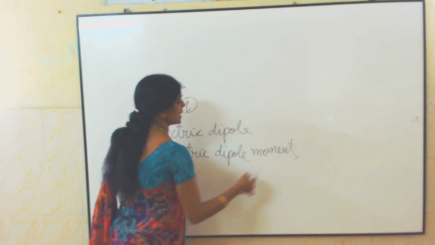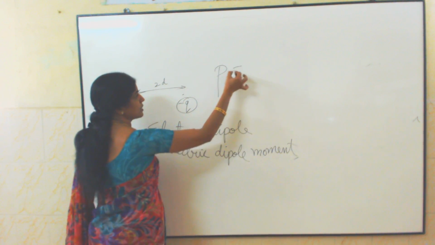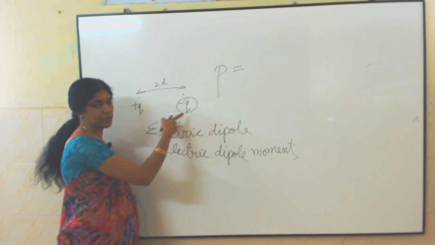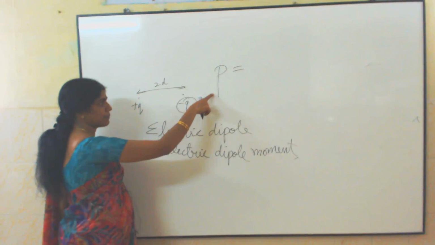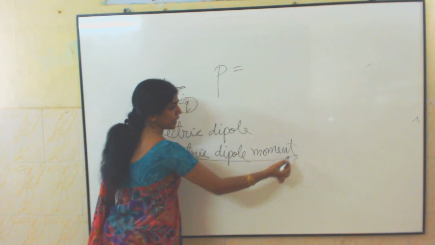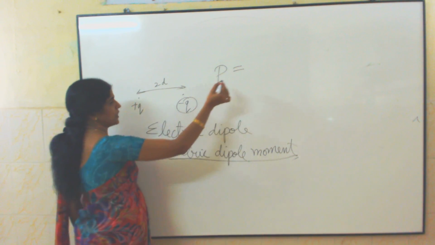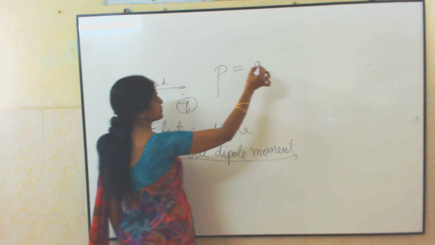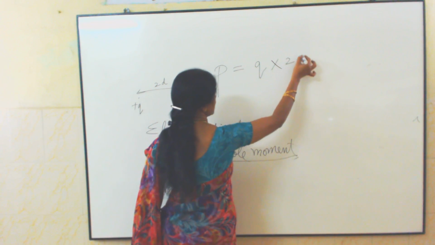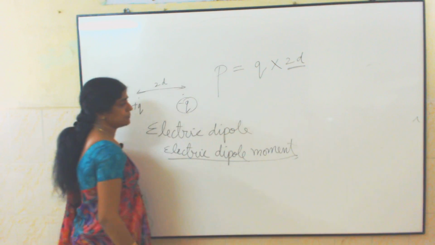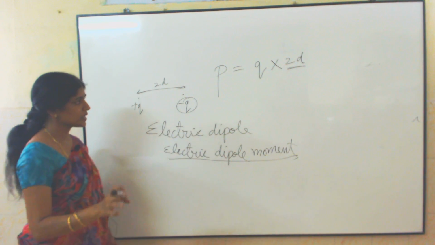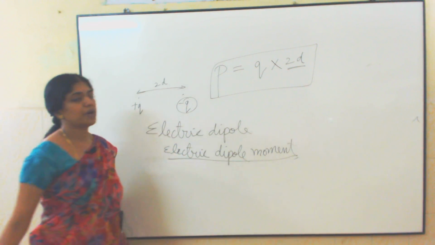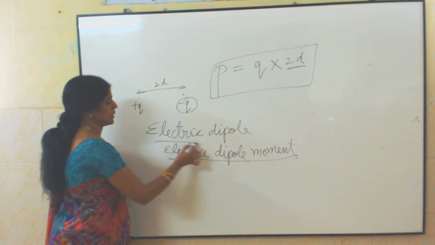The symbol for this electric dipole moment is small letter p. It is given by the product of one of the charges, since both the charges have the same magnitude, into the distance between them. Electric dipole moment, small letter p, is equal to the product of one of the charges into the distance between them. Here 2d is the distance of separation between the 2 charges. So p is equal to q into 2d. This is the formula for finding the electric dipole moment.